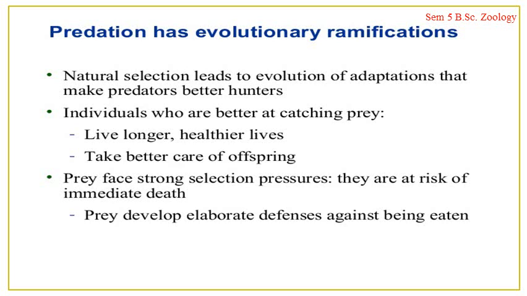The prey face strong selection pressures and are at risk of immediate death. So what happens? Prey develop defense mechanisms, camouflaging mechanisms or escape mechanisms against being eaten by the predator. So these two develop together. Okay, so this is what we refer to as co-evolution.